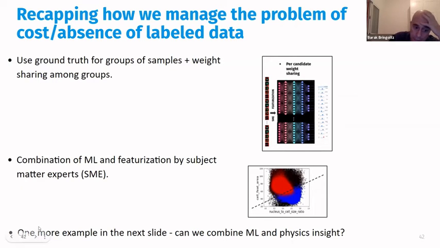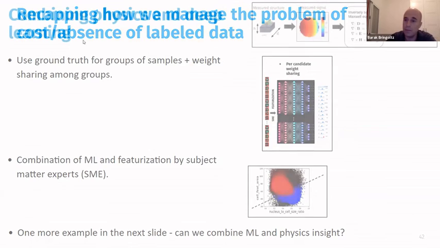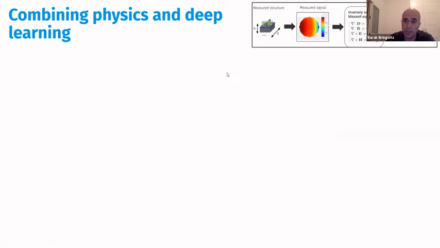And the last thing I wanted to show you is how you can go even further and combine machine learning and physics together to solve the data problem, or the absence of labeled data or the cost of data, even further. So here I will jump back to the semiconductor use case because there we actually solve Maxwell equations. So the question is, can we use this wisdom on how we solve Maxwell equations, which we have been doing for decades, to make things easier for machine learning? So again, we have the structure we are after. We measure its signal. We solve Maxwell equations and fit that to get these parameters.